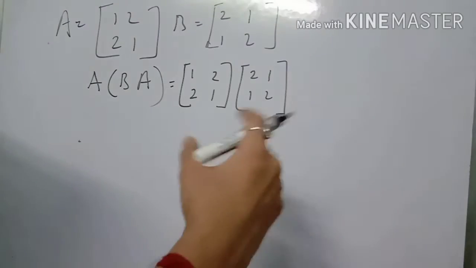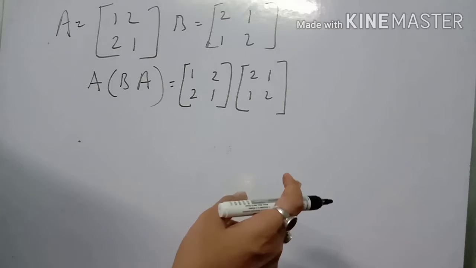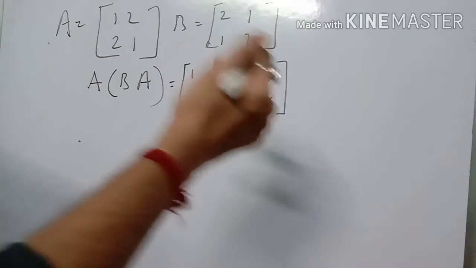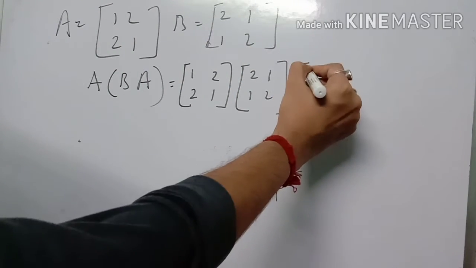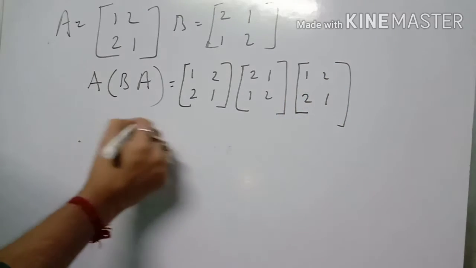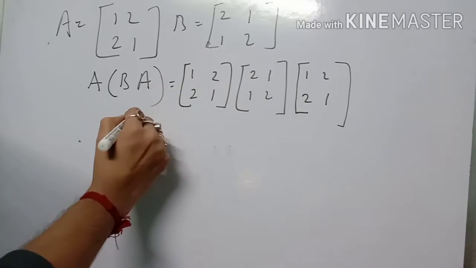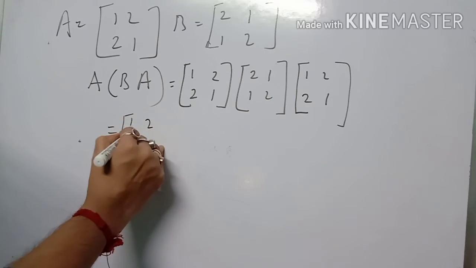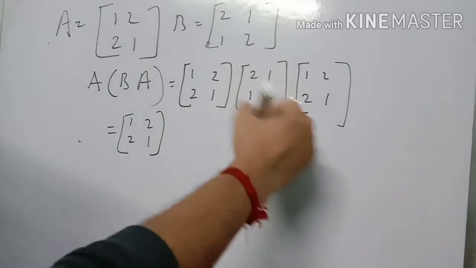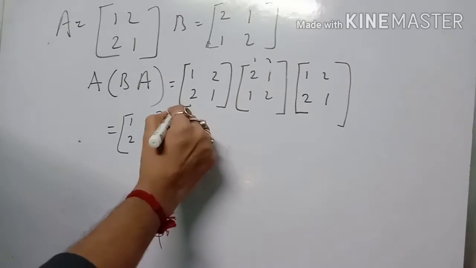Let me check the data if it's fine. Did I miss anything? 2 1 1 2 1 2 2 1. No, it's absolutely fine. Let me do the multiplication. I'm going to keep the left hand side A intact. All the operations will be done this side. So fine, I'm going to write it here.